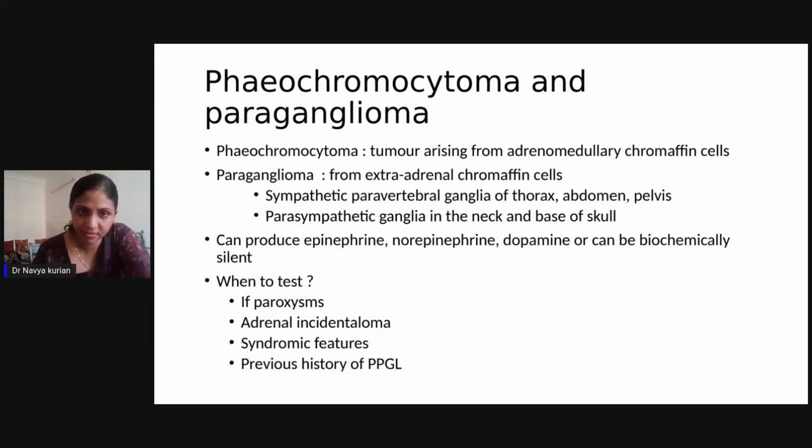So whom to test for phaeochromocytoma and paraganglioma? If the patient is having paroxysms, if the patient is having adrenal incidentaloma, if the patient is having syndromic features. The syndromes associated with phaeochromocytoma and paraganglioma are von Hippel-Lindau syndrome. It has also already been described. Then MEN2 syndromes and familial paraganglioma syndromes due to mutation of succinate dehydrogenase gene. And if the patient is having previous history of phaeochromocytoma or paraganglioma, they need to be annually biochemically screened for recurrence.